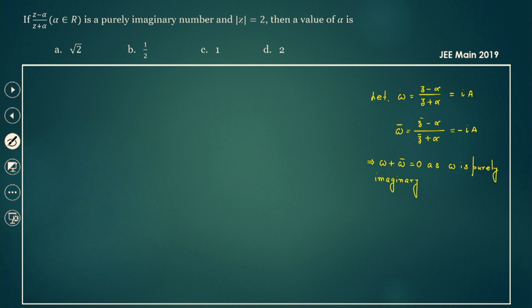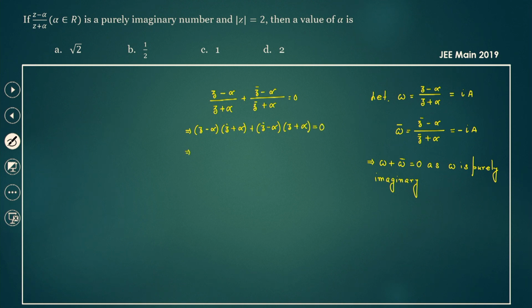Now, let's calculate omega plus omega bar equal to 0. So we can say that (z minus alpha) divided by (z plus alpha) plus (z bar minus alpha) divided by (z bar plus alpha) is equal to 0. Let's add them together using the normal LCM method. So (z minus alpha) multiplied by (z bar plus alpha) plus (z bar minus alpha) multiplied by (z plus alpha) is equal to 0.